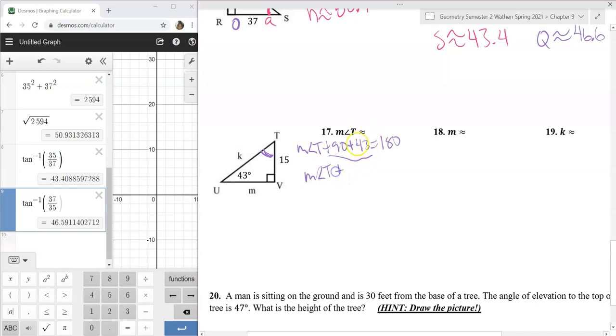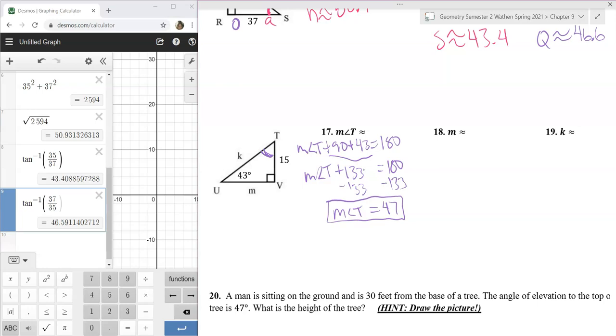90 plus 43 is going to be 133. We'll subtract 133 from both sides and find that the measure of angle T is going to be 47 degrees. Now we've got the measure of angle T, and this one is perfectly equal because there was no decimal to approximate, right? It equals 47. Done. So we're going to find M and K, which are side lengths.